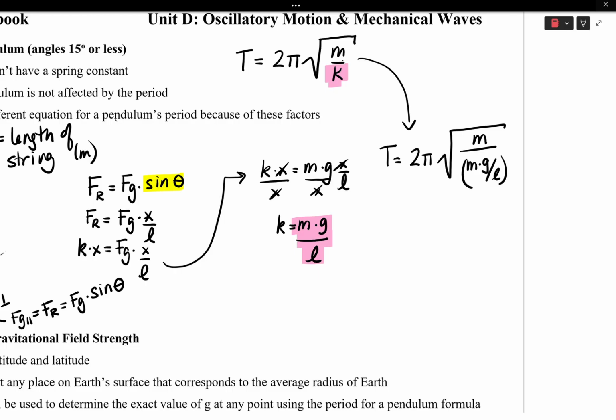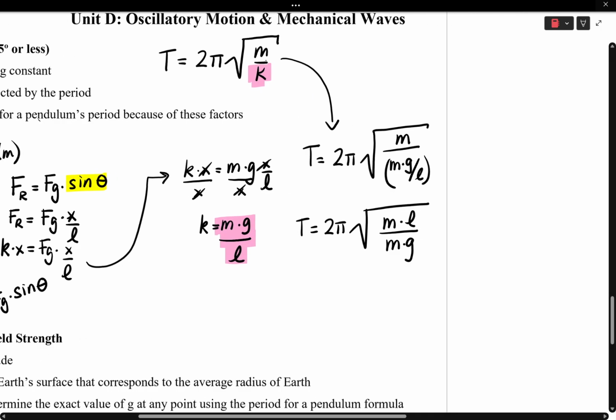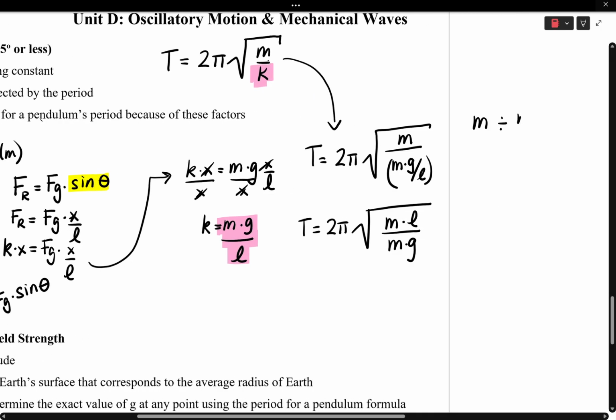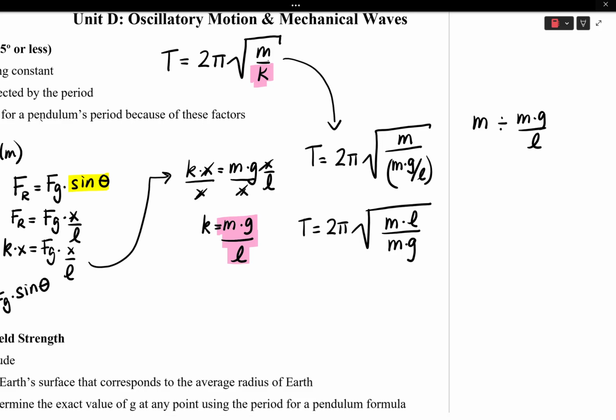So remember, when we divide by a fraction, we're multiplying by the reciprocal. So T is going to be 2 pi times the square root of M times L over M times G. So again, if you need a reminder, we're saying M is being divided by M times G over L. So when we divide by that fraction, we're multiplying by the reciprocal. And that's how I eliminate my mass as well. And I end up with the equation T is equal to 2 pi times the square root of L over G.